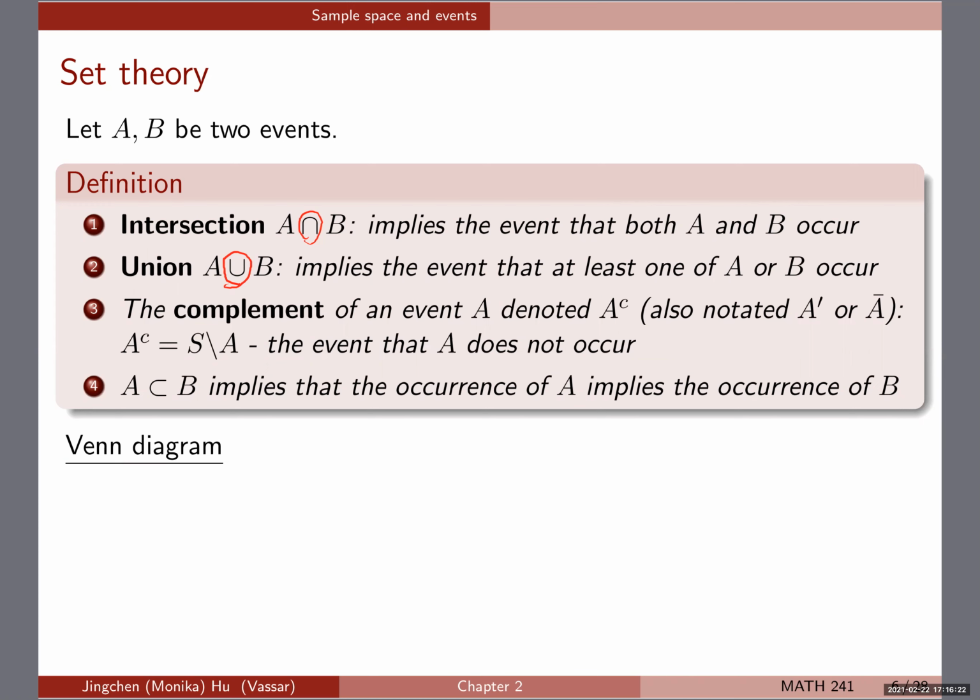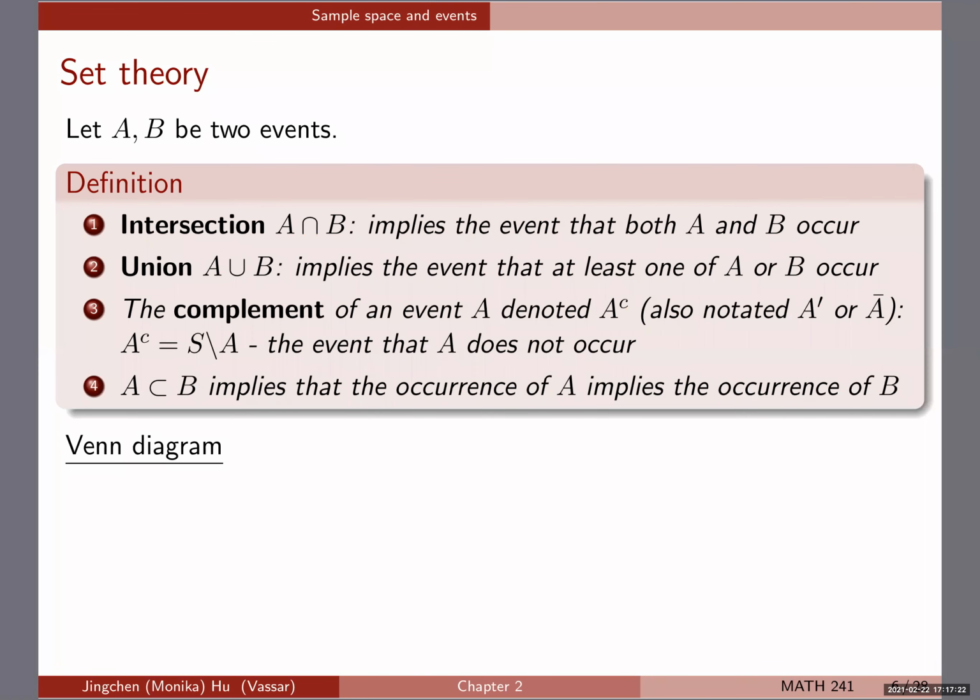The third definition is also an event. The complement of an event is denoted as A^C, so we use a superscript C. C stands for complement. Sometimes in other texts, you might see A prime to represent the complement, or a bar on top of A. In this course, let's try to use A^C. A^C is the complement of event A, representing that the event does not occur. S, remember, is the sample space, and S backslash A is talking about not A in S. And lastly, A is a subset of B implies that the occurrence of A implies the occurrence of B. These are the four important definitions here.